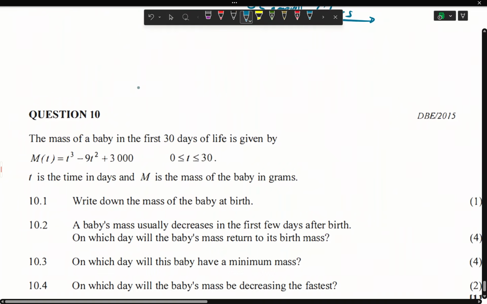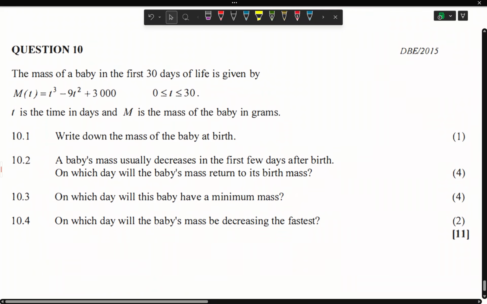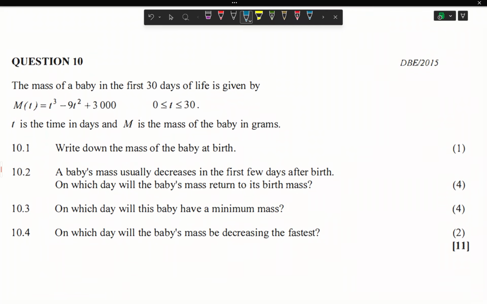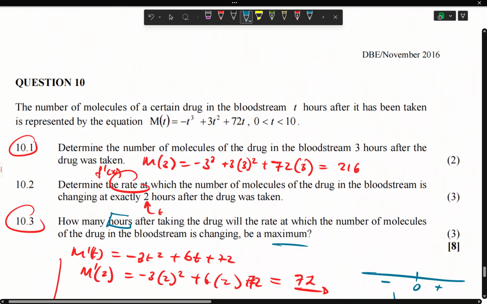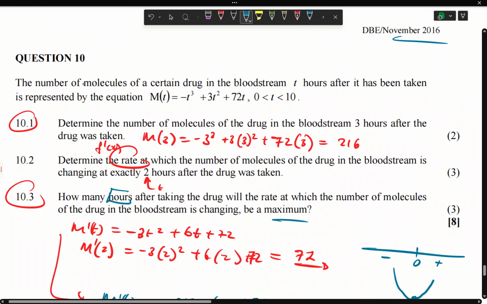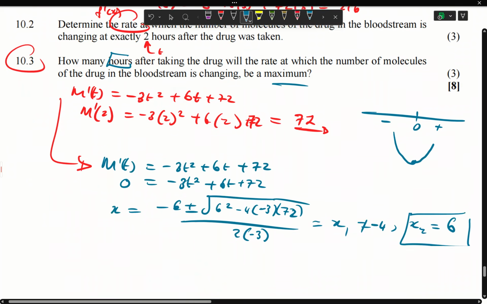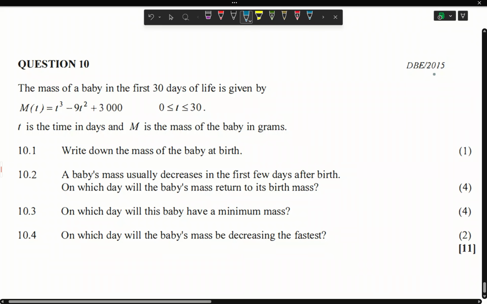So now this is the last question. You see, guys, this is the same. This is November 2016. You see what we have here? This is the same question. It's just that they change the story now. You see, this is 2015, 2016.